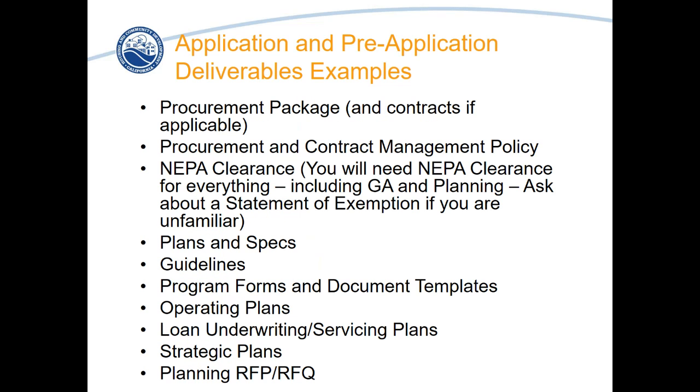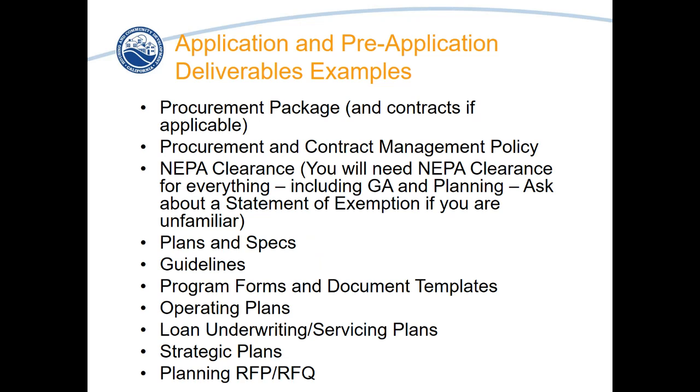So, application and pre-application deliverables examples. This is kind of a laundry list example. It doesn't apply to every single type of application. Some of these are going to apply to public services, and some of these will apply to construction. I just did a brain dump of everything that could be a pre-application deliverable that I could think of. You can probably think of more, right? This is not an exclusive list. There's more stuff that could be included in here.